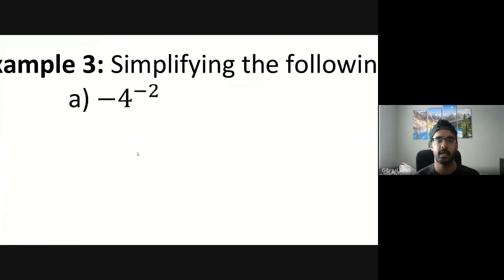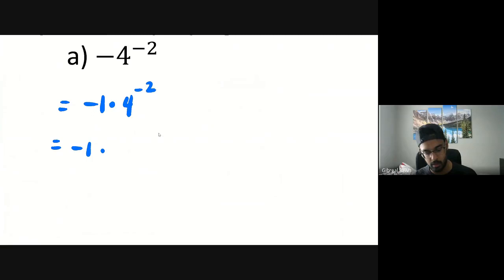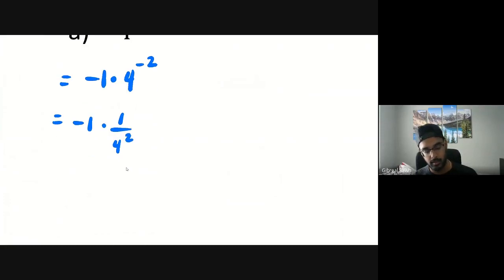Simplify the following and leave it with positive exponents. So I've got a -4, and I've got an exponent of -2. Now remember that there's no brackets. So technically that negative is separate from the 4. And I guess I should say that's a -1. So we know how to deal with 4 to the power of -2. We can take the reciprocal and write it as a positive exponent on the bottom. So that's going to be -1 multiplied with 1/16, which is really going to tell us it's -1/16.